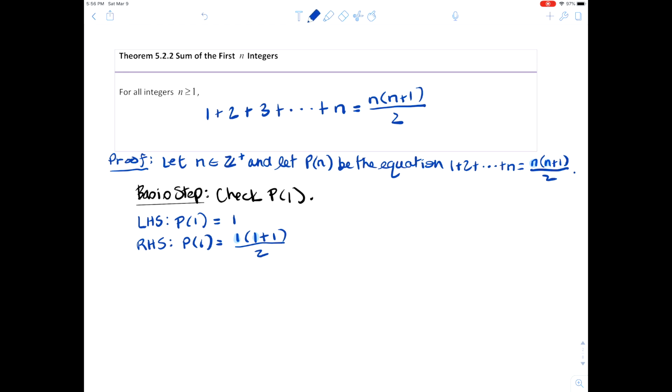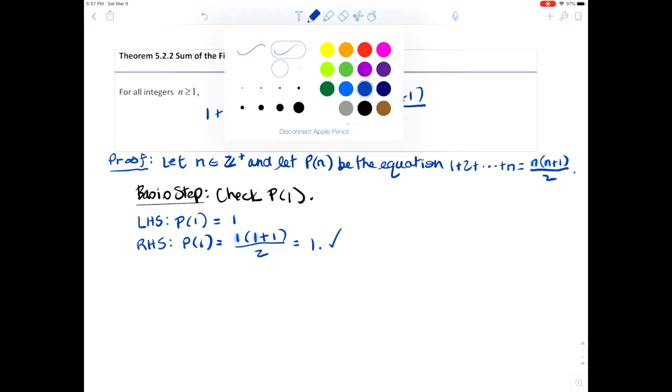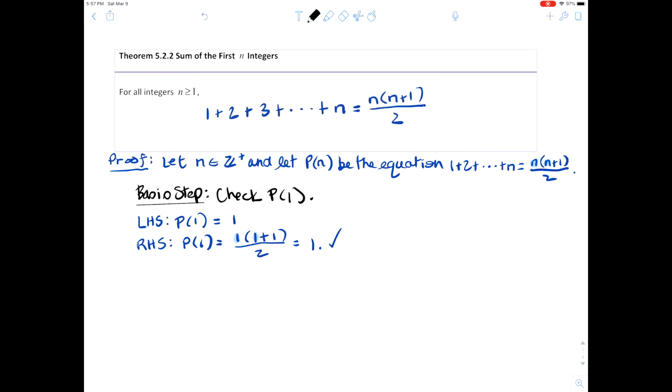So let's compute this guy. Well, that's going to be 1 times 2 over 2, which is 1. So that checks out. If the basis step doesn't check out, then you're done. I mean, this wouldn't be true, all right? It would be a counterexample, so you'd be done. But double check where it starts, right, before you make that decision.